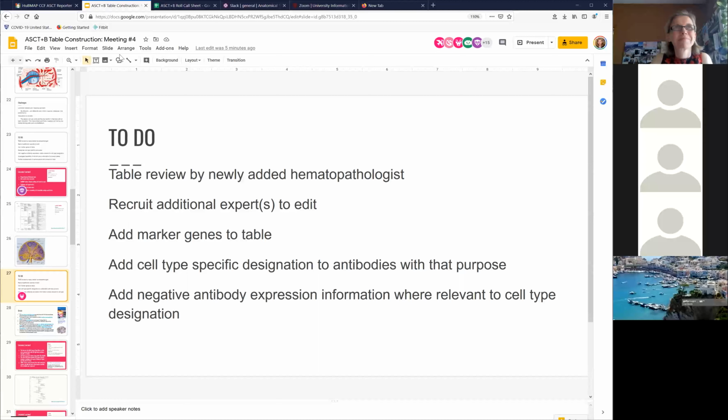Back to the table review by our newly added hematopathologist, trying to recruit some additional experts. I think right now HCA and our group at HubMap are the only ones that are looking at lymph node off of the different groups that have been identified as consortiums. So it's probably going to take some reach out to find some people that would be willing to get involved in this. And once again, we'll be adding marker genes, cell type specific antibodies, and negative antibody expression information where it's relative to cell type designation. And I think that's it for me.